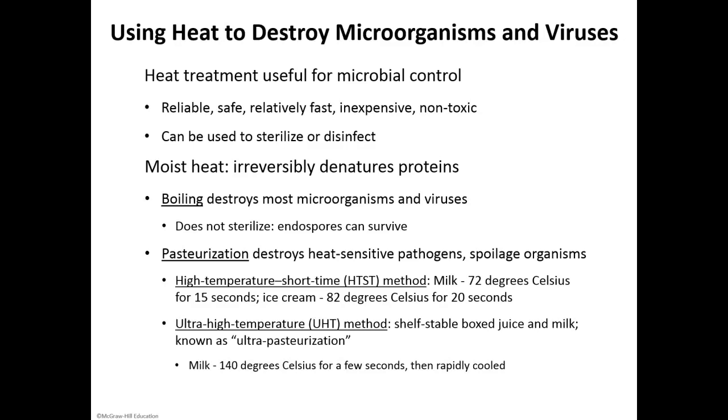Whereas the ultra high temperature method can be used to produce milk and juice that is able to sit on a shelf, so it doesn't have to be refrigerated or frozen. With the ultra high method, you heat the milk or the juice up very high, to 140 degrees Celsius. You leave it there just for a few seconds and then rapidly cool it. That allows us to box milk up and set milk on a shelf where it can stay for months. In many countries, this is the preferred mechanism for purchasing milk.